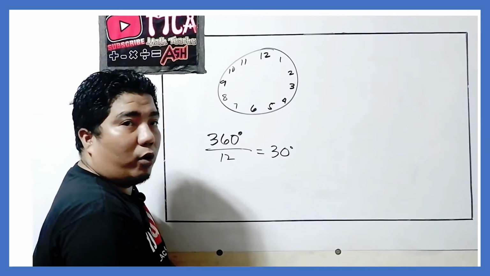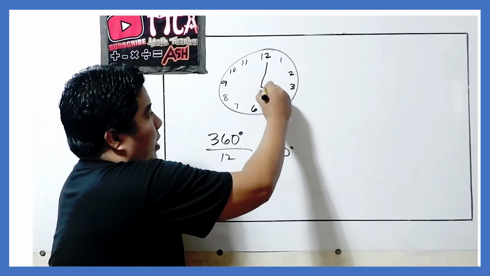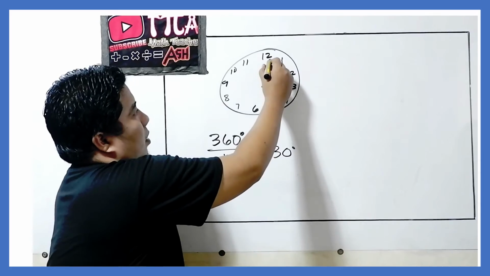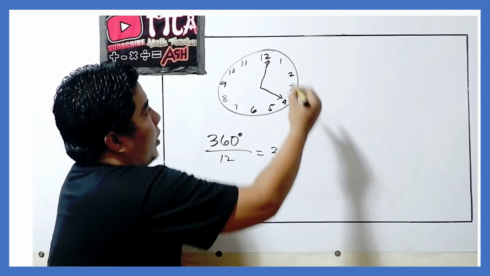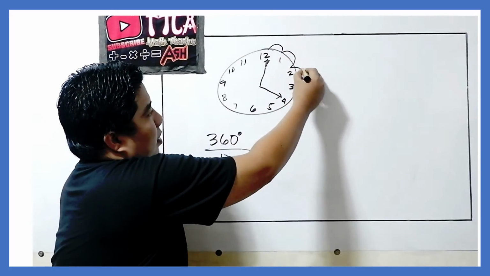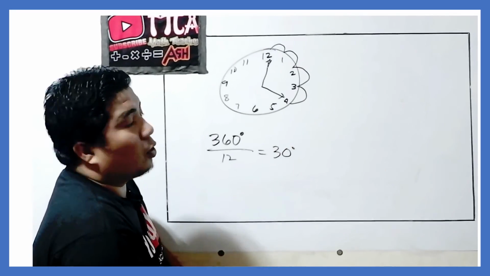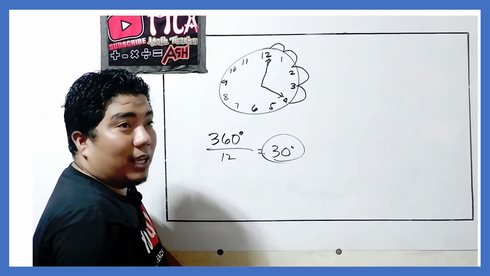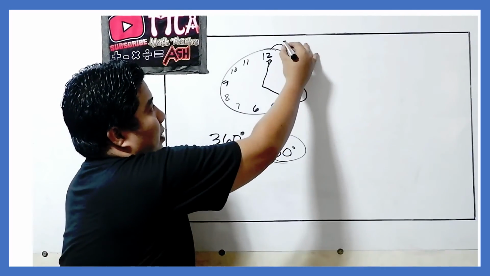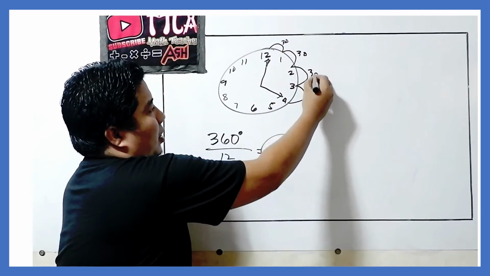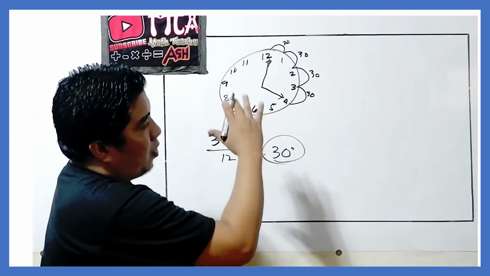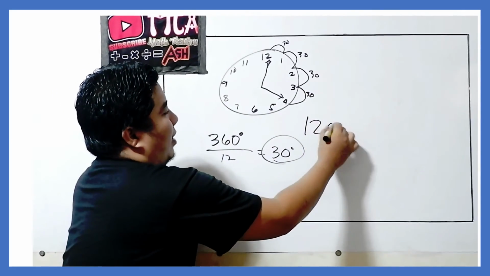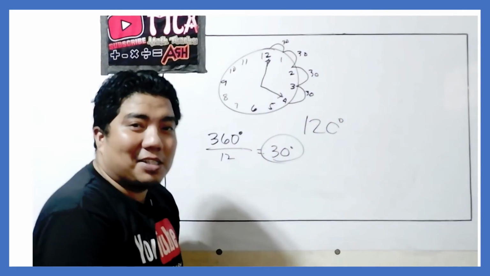Now, talking about 4 o'clock, that is right here, right? So, therefore, we need to get the total angles of this one. So, 1 hour is 30 degrees. So, therefore, if this is 30, 30, 30, 30, we have 4 30s, and that is 120 degrees.